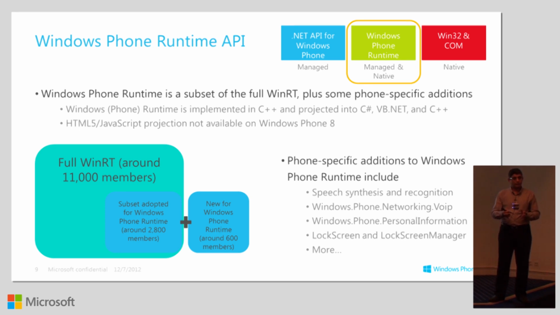But if you're thinking of building for Windows Phone 8 and Windows 8, then you'd probably end up running with the Windows Phone Runtime, because that is more compatible, right? Now, the full WinRT has about 11,000 members, out of which only about 2,800 are used in the Windows Phone environment, because many of them don't make sense on the phone, right? And then for the phone specifically, we have added about 600 more APIs.